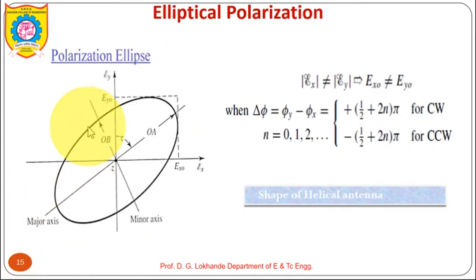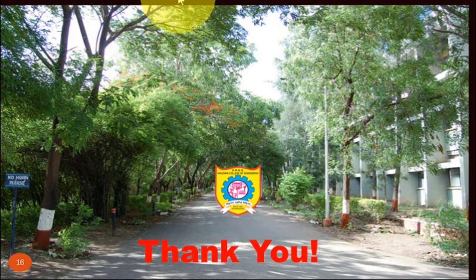Elliptical polarization, where an elliptical shape is available, OA is more than OB, and here we can observe the change in phase in the same manner: plus 1/2 plus 2n pi for clockwise, minus 1/2 plus 2n pi for counterclockwise. This is the shape of a helical antenna. So this is the case we are getting. The major axis is along the OA direction. Similarly, we can observe the major axis along the OB direction also. Thank you.